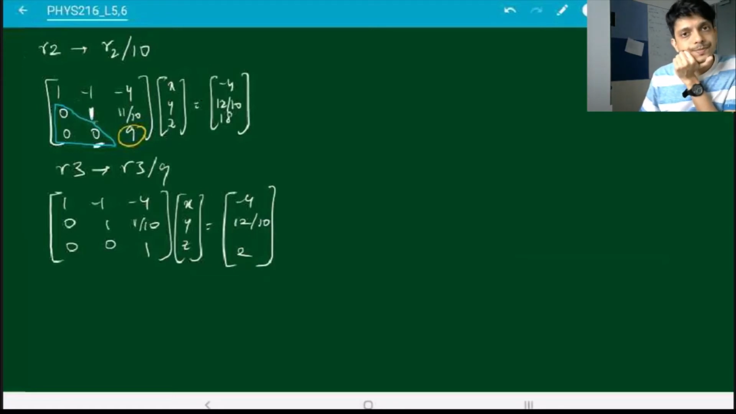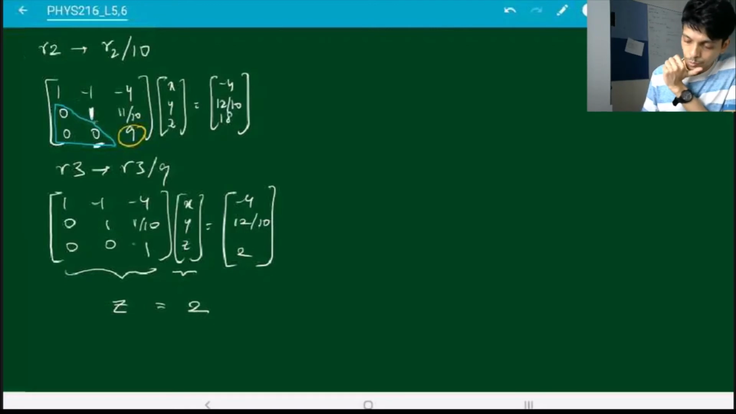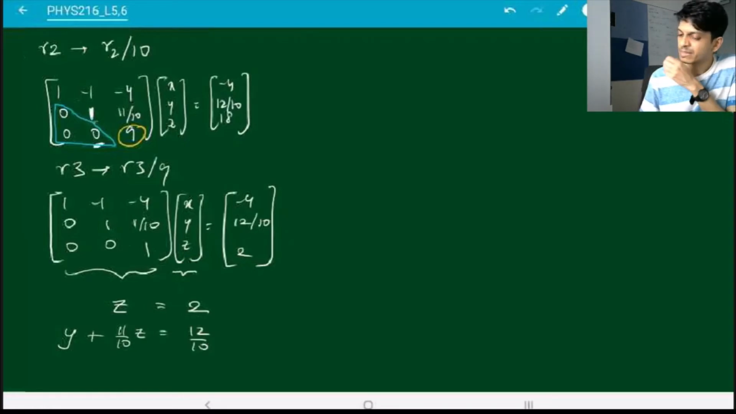Now this is straightforward. If I do this matrix multiplication of this matrix and this matrix, what you will find in the third row is 0 times x plus 0 times y plus 1 times z is equal to 2. So we've already found out what the value of z is. Now if you look at the second row, you get 0 times x, 1 times y plus 11 by 10 times z equals 12 by 10. But now you already know that z is equal to 2, so I can substitute that.